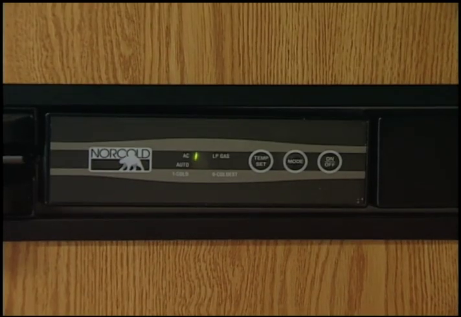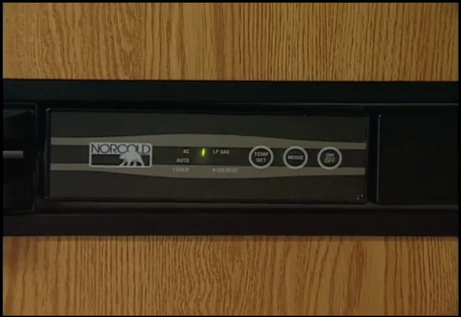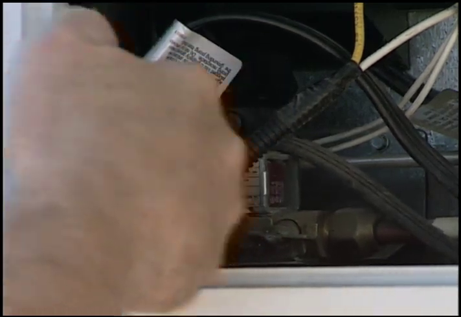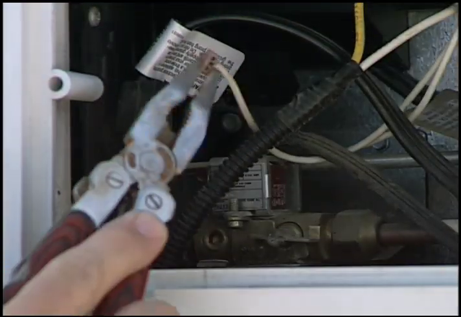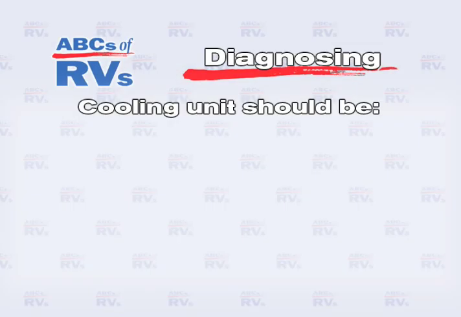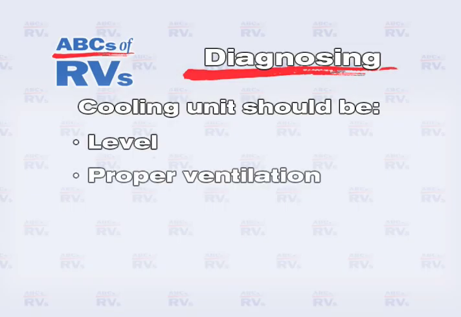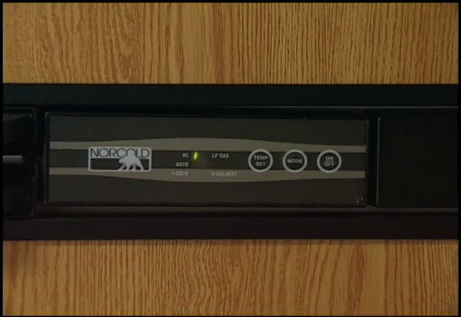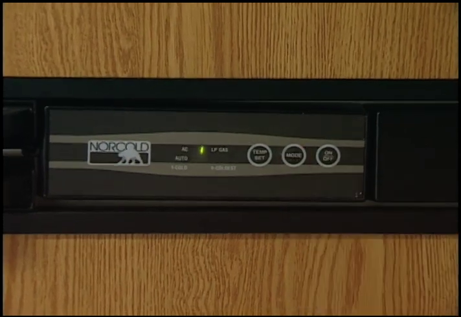To test the gas safety valve, start the refrigerator in the LP mode. Open the lower intake vent and remove one wire from the gas safety valve. Within 30 seconds, the flame should extinguish. Before diagnosing a cooling unit, make sure the unit is level, you have proper ventilation in the back compartment, and you have proper power and gas. If the refrigerator cools in one mode of operation but not the other, the cooling unit is not the problem.